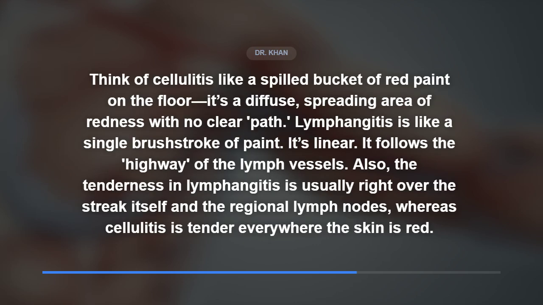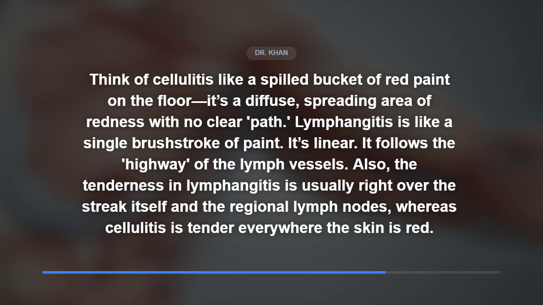Let's talk about a common mistake. I often see students confuse lymphangitis with simple cellulitis. How do you distinguish them at the bedside, Dr. Khan? Think of cellulitis like a spilled bucket of red paint on the floor. It's a diffuse, spreading area of redness with no clear path. Lymphangitis is like a single brushstroke of paint. It's linear. It follows the highway of the lymph vessels.